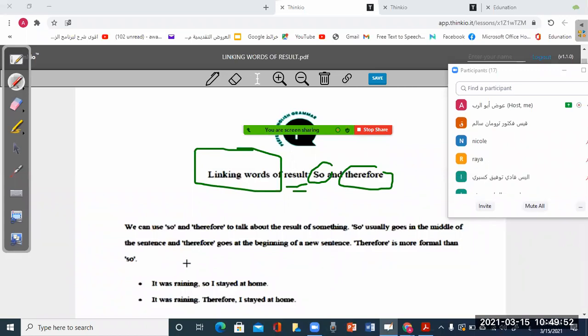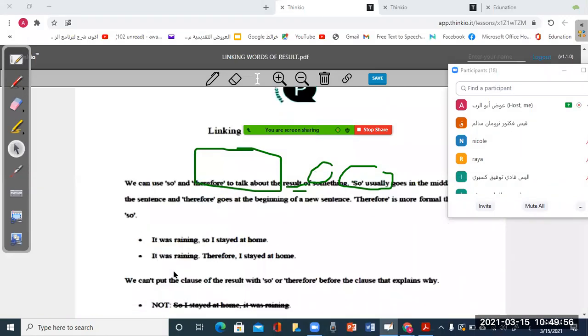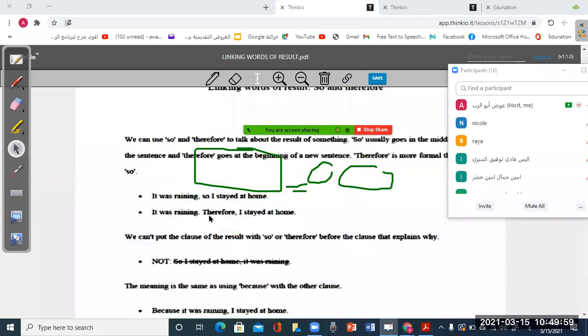Example. Now, if you look at the examples here, look at example number 1. It was raining, so I stayed at home. Can you see the comma here? Here it is. Now, therefore, full stop, capital letter, and comma. So the sentences here, read them please, 1 and 2. It was raining, so I stayed at home. It was raining, therefore I stayed at home.